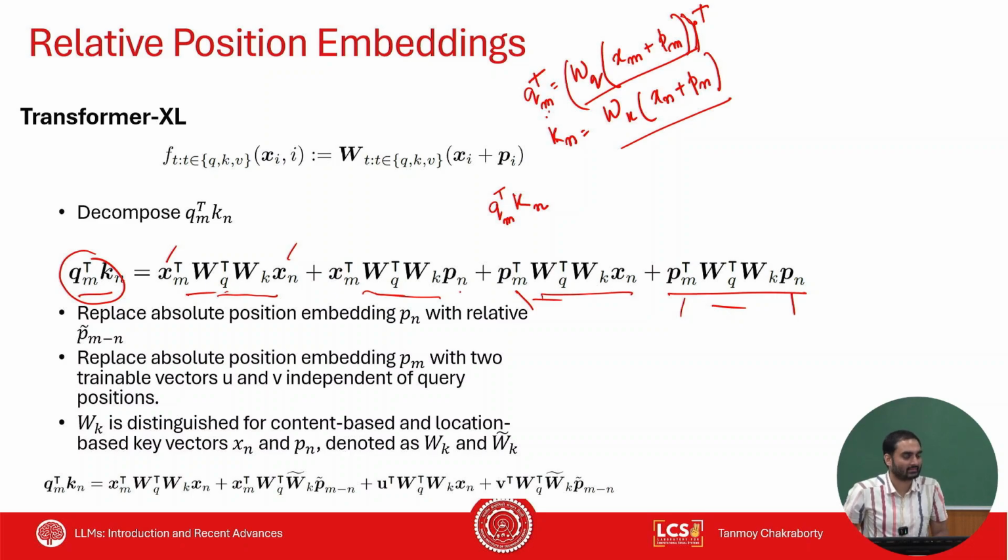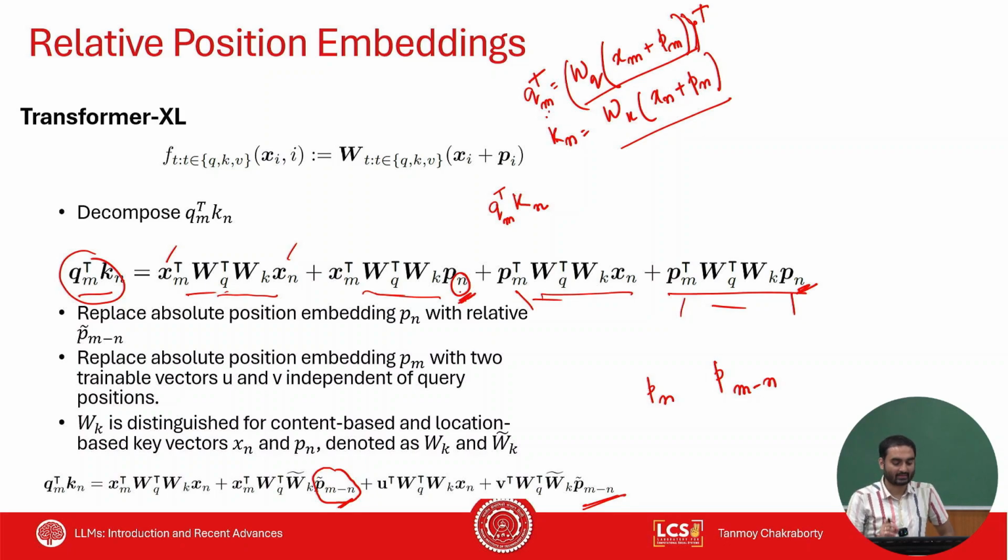So what they suggested is that this n, which is the position of the key and value, let's replace this by a relative position encoding. So I'm replacing P_n by P_(m-n), and this I will learn. Okay. So whenever you see P_m, it is replaced by P_(m-n). P_n, it is replaced by P_(m-n).